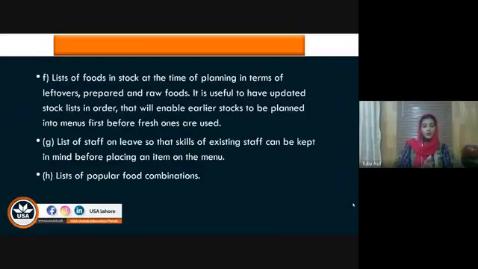List of staff on leave, so that skills of existing staff can be kept in mind before placing an item on the menu. For example, if I'm running a restaurant whose main dish, for example grilled fish, and my chef is on leave, if I know this, I won't be offering that specialty, that special dish on the menu, because I know the person who makes that standardized recipe is not there.